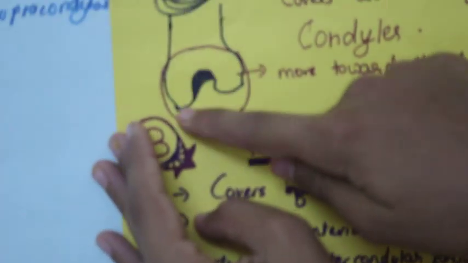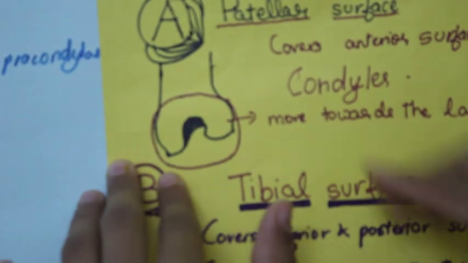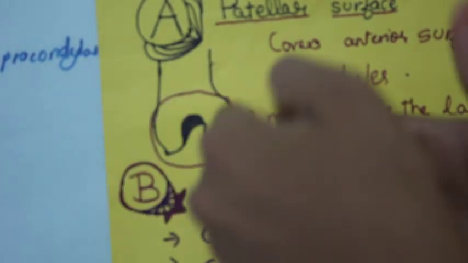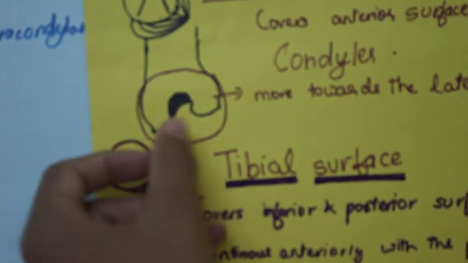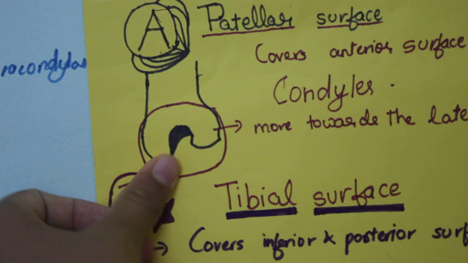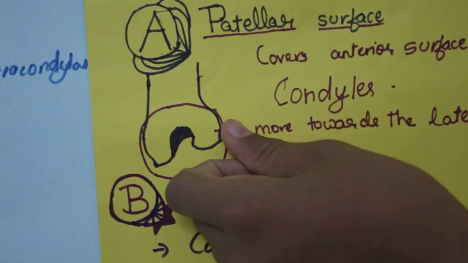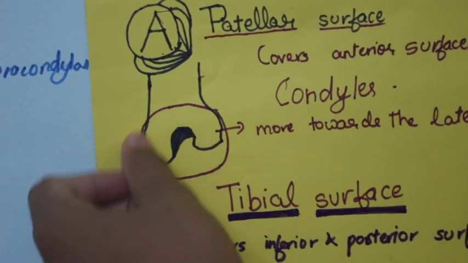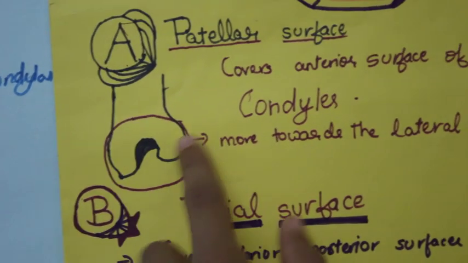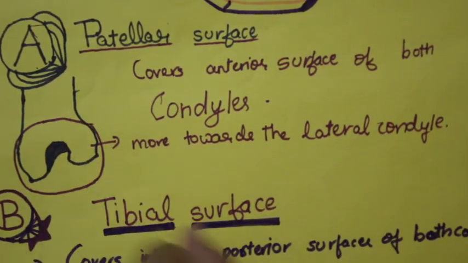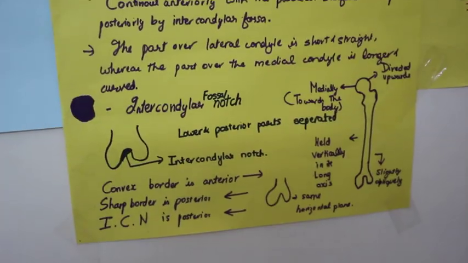Now you have the two condyles here, and here the black surface is towards the lateral condyle. That is called the fossa. It's a pit type of place. Now this fossa is more towards the lateral condyle and lesser towards the medial condyle. And the lateral condyle is smaller but it's stronger. The medial condyle is larger but it's quite weak.